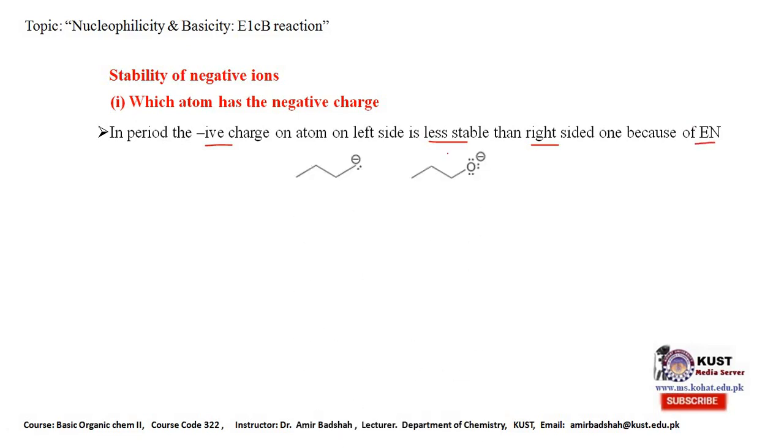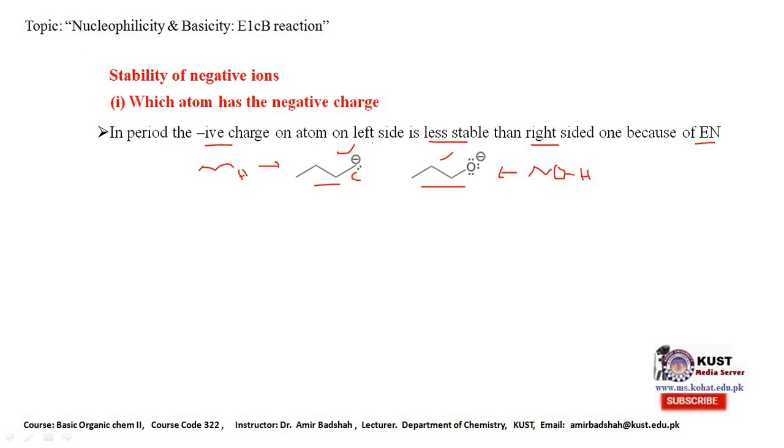For example, here the negative charge is present on the carbon, and it is formed from this species where hydrogen is present. When the hydrogen is abstracted, it forms this conjugate base. This other one is formed from the alcohol, hydrogen and oxygen, and when it loses this hydrogen, it forms this conjugate base. Now which one is stable?